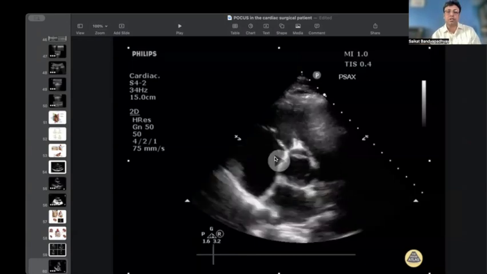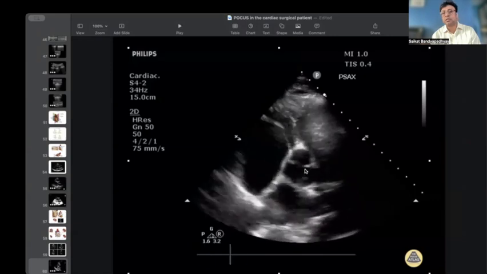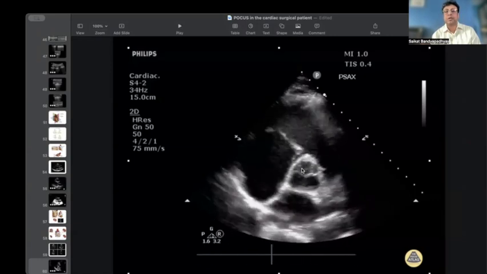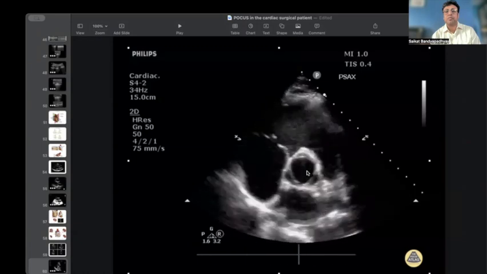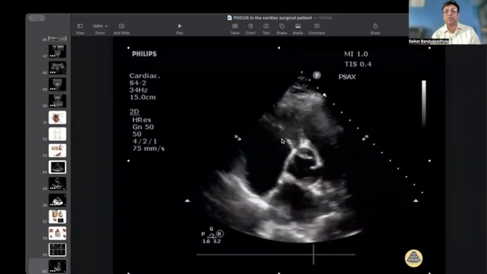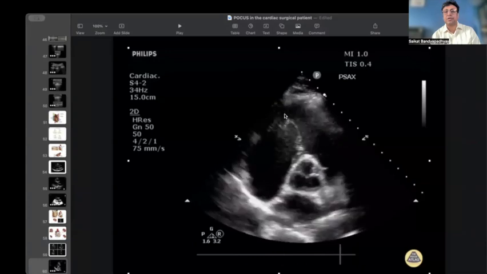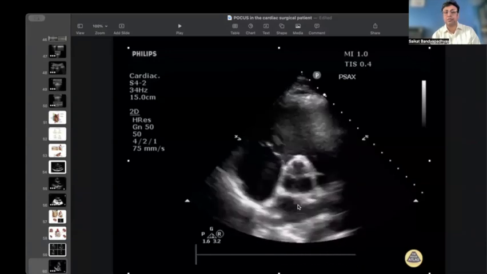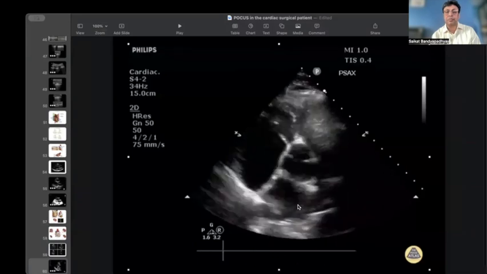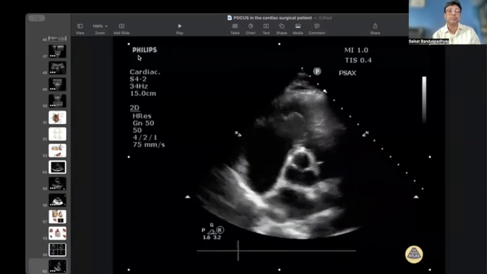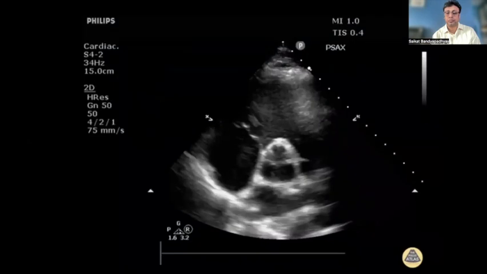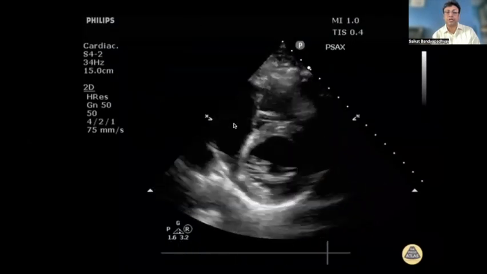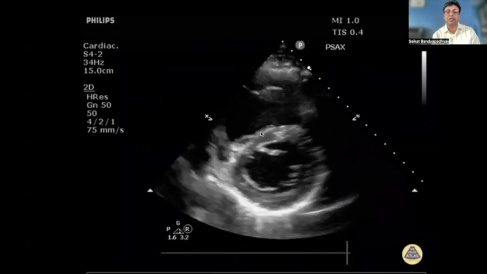Now, the first image is the one where you get the short axis view of the aortic valve, and you can see the tricuspid valve leaflets over here, the right atrium, the right ventricle, the pulmonary artery over here, and the left atrium over here. From there, if you tilt the probe slightly down, you get the basal short axis view.